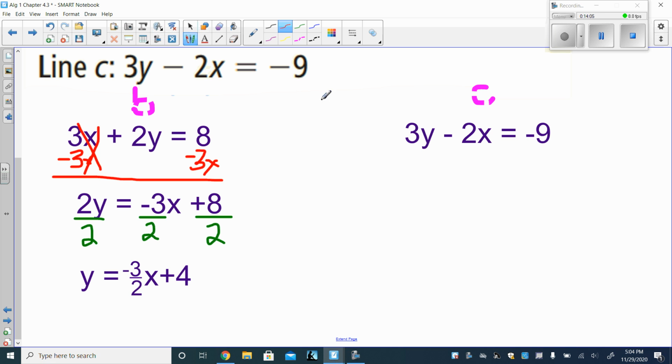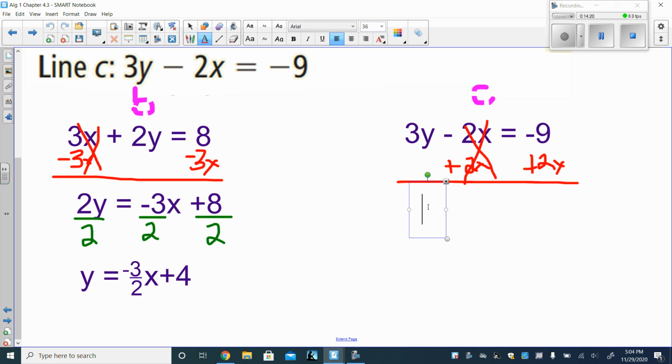Now the first thing we need to do in getting y by itself is move x over to the other side. So what we'll do is add 2x to both sides. Well, negative 2x plus 2x here will cancel. And when they cancel, what we're left with is 3y is equal to 2x minus 9. Because we added 2x to both sides. And we normally want to move 2x to the front, so we have it up front. And we get this here.